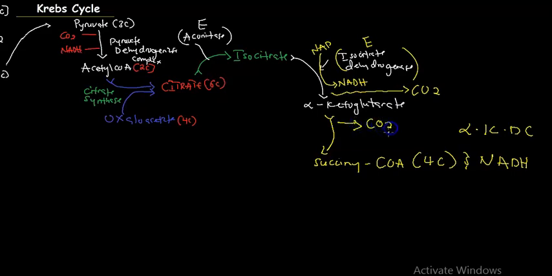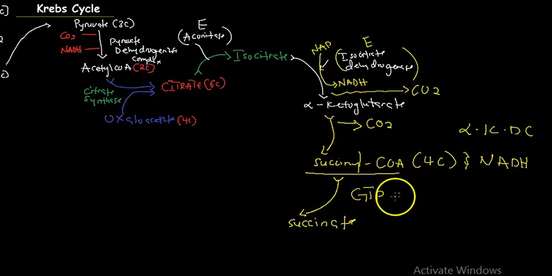Notice that from this step, the succinyl CoA will be converted into the succinate. And at this step, we're going to have the generation of GTP or ATP, with the help of this enzyme, let's write it in green, which is the succinyl CoA synthetase.